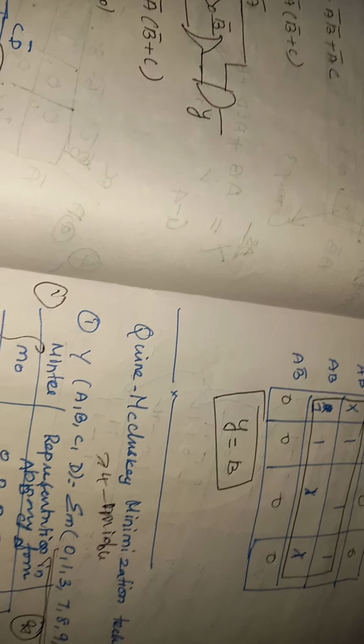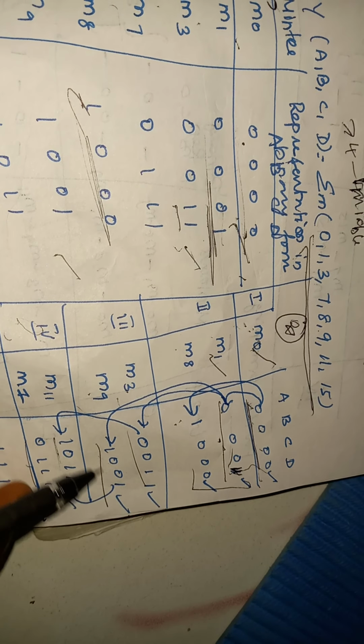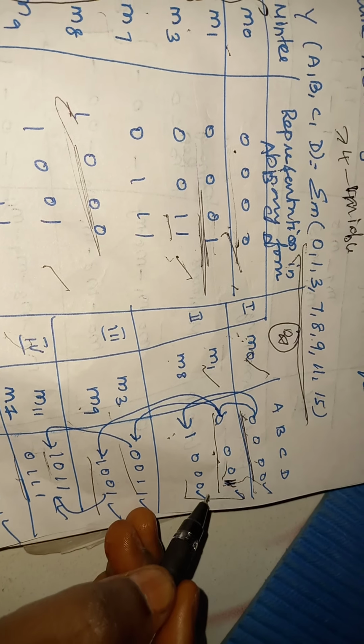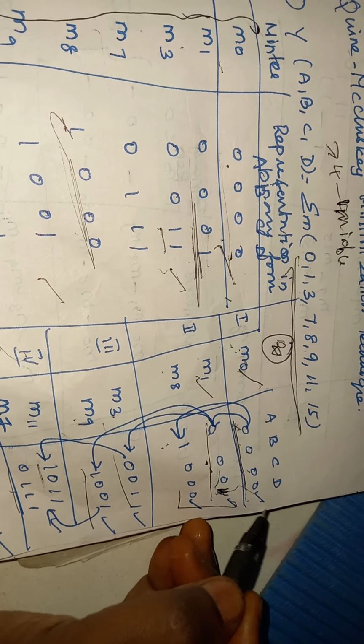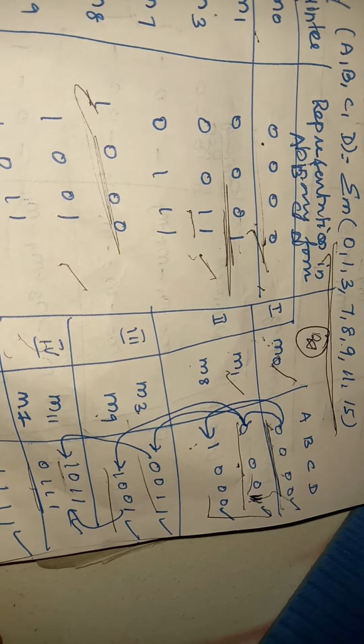We cannot go for this M0 with other bits because there are 2 bit changes. Now you consider this bit. Based on that, you have to put the tick mark. What are all the terms that are grouped, you have to put the tick mark, right?